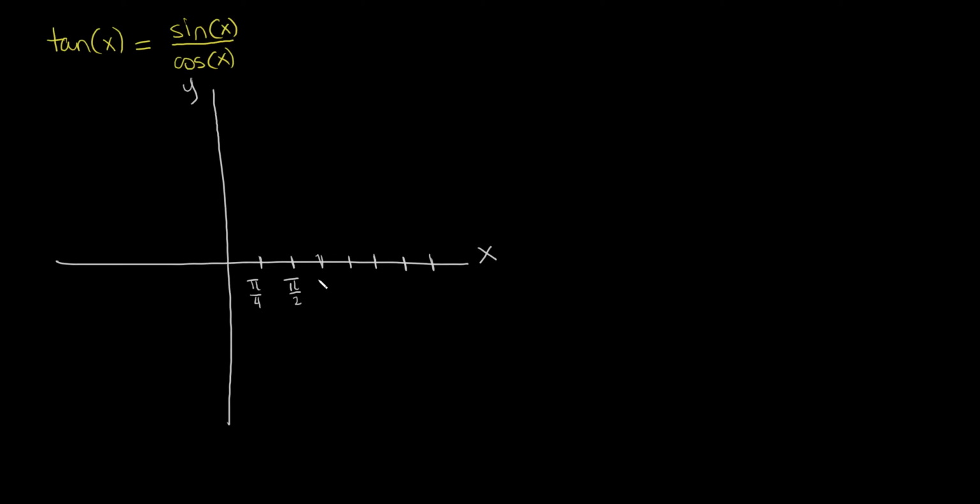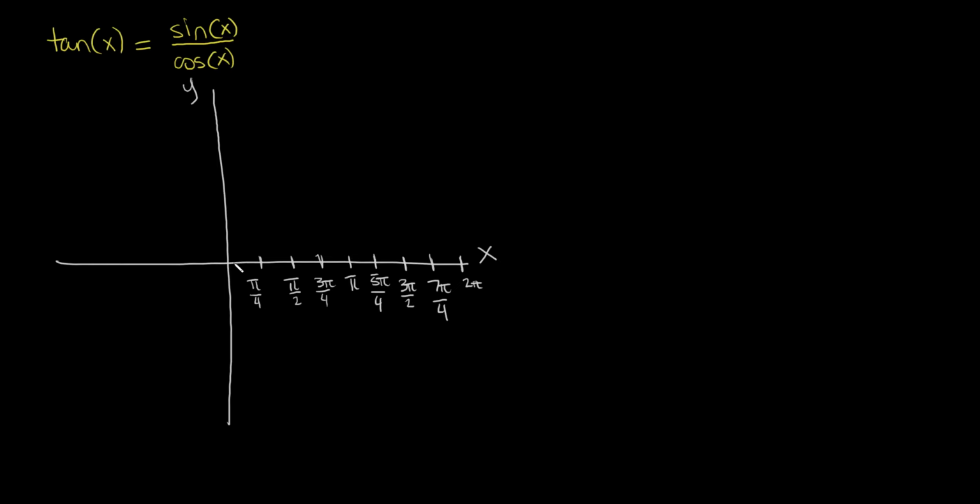So we have pi over 4, pi over 2, 3 pi over 4, pi, and then this would go on and on. We have 5 pi over 4, and then 3 pi halves, and then 7 pi over 4, and then here we're going to get back to 2 pi, which is going to be the exact same as right here. Alright, so let's do this graph.